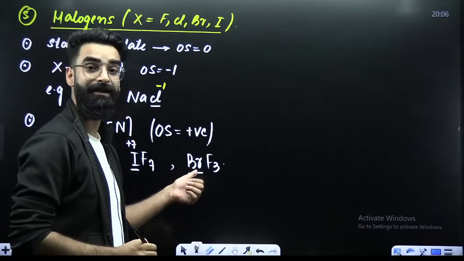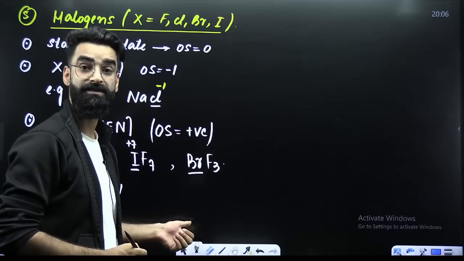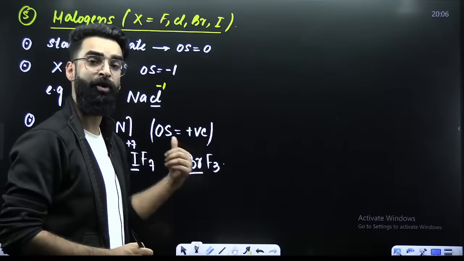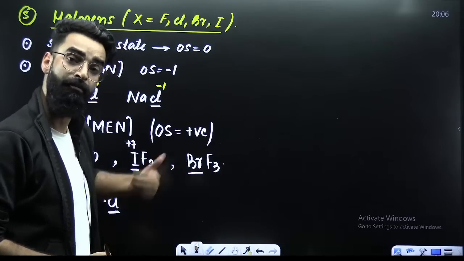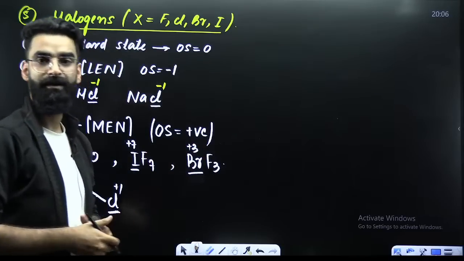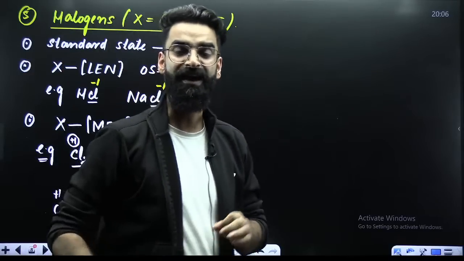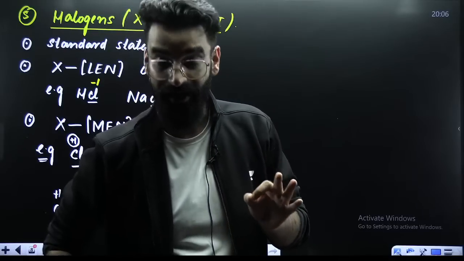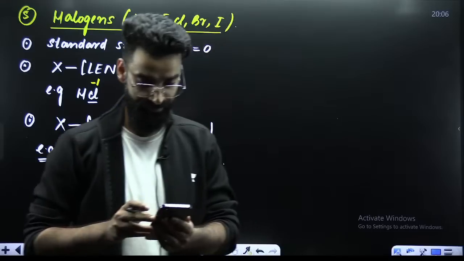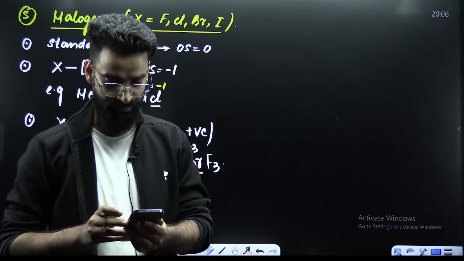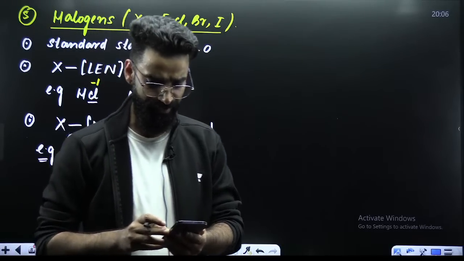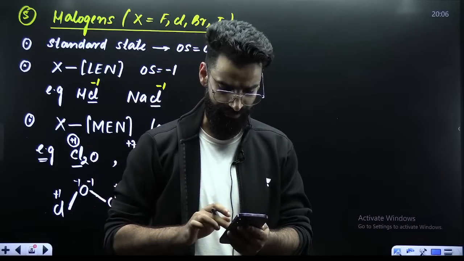Oxidation state of bromine here. It is attached to 3 fluorine atoms. So from one fluorine, this bromine gets +1. From another fluorine, bromine again gets +1. From the other fluorine, bromine again gets +1. So +1 plus 1 plus 1 makes it +3, right? Perfect. So my point is, if a question is asked like, can halogen show positive oxidation state? The answer is a big yes. And I believe I'm clear to everyone about this particular stuff.